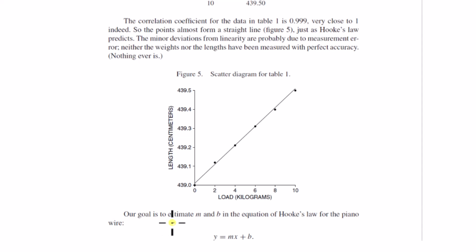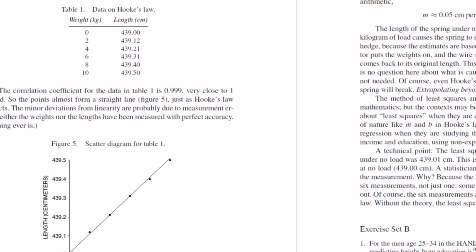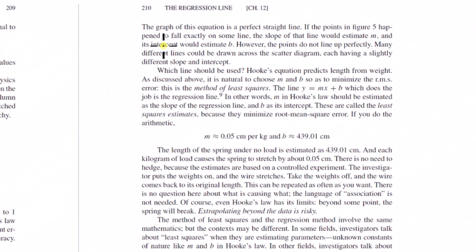Okay, so our goal is to estimate M and B in the equation of Hooke's law for the piano wire. So we're trying to estimate these coefficients here. Now, this isn't a full breakdown of how to do least squares. We're just doing an overview of what least squares is. You're going to need calculus to really go through the whole least squares process. So this is really just more about getting a sense for what least squares is.